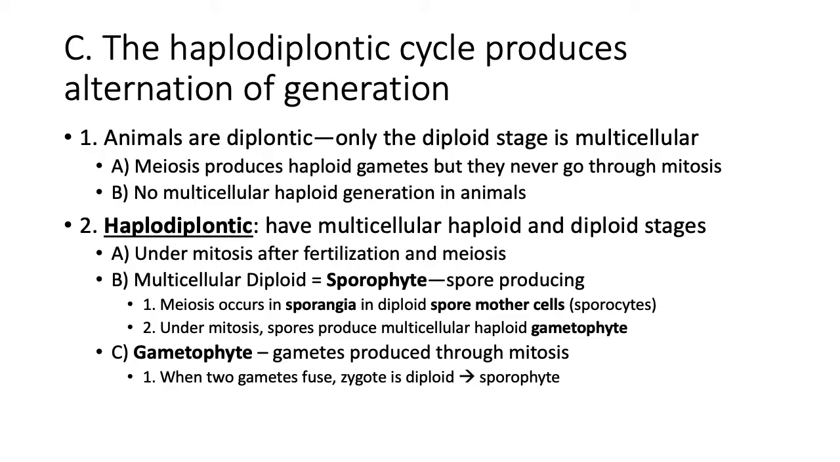And then that diploid part of the plant will undergo meiosis to produce a haploid gamete or spore. And then that itself will go through mitosis and become multicellular. So the multicellular diploid state, we call that a sporophyte. It's going to produce spores. And on the flip side, the multicellular haploid state is called the gametophyte because it's going to produce gametes.